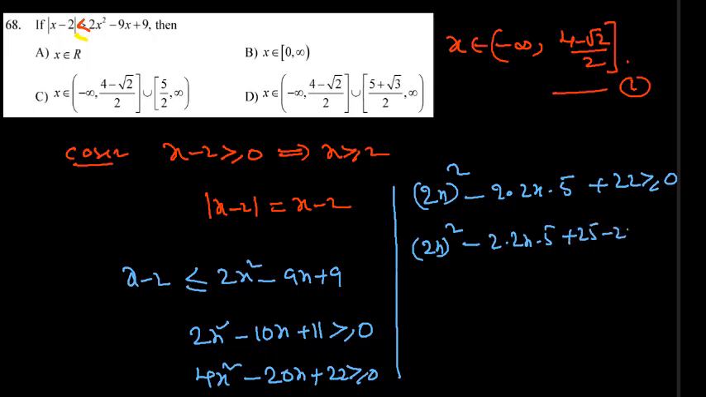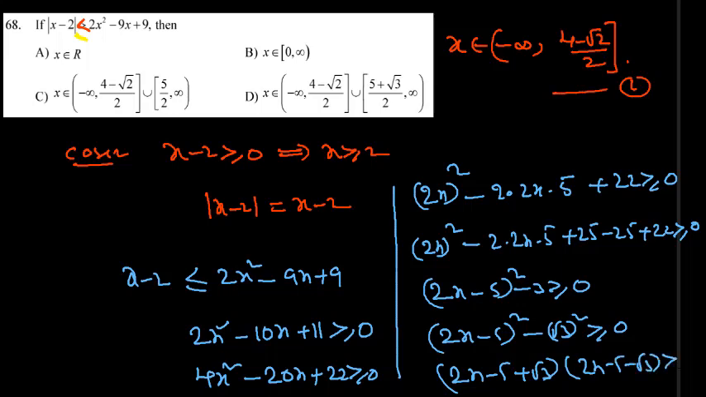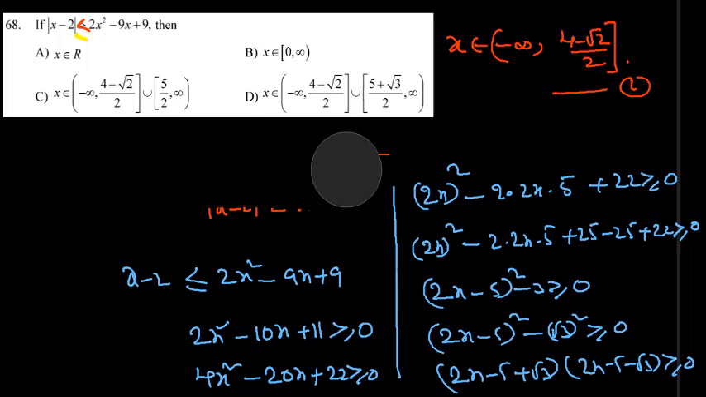Adding 25 and subtracting it, plus 22 greater than or equal to 0. So what I can say is (2x minus 5) whole square minus 3 greater than or equal to 0. Or another way, (2x minus 5) whole square minus (root 3) whole square greater than or equal to 0. Or (2x minus 5 plus root 3) into (2x minus 5 minus root 3) greater than or equal to 0, because a square minus b square is (a plus b)(a minus b).